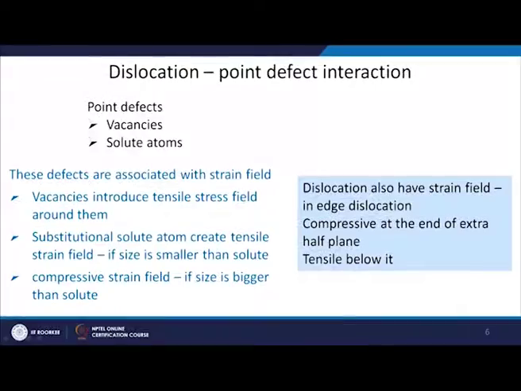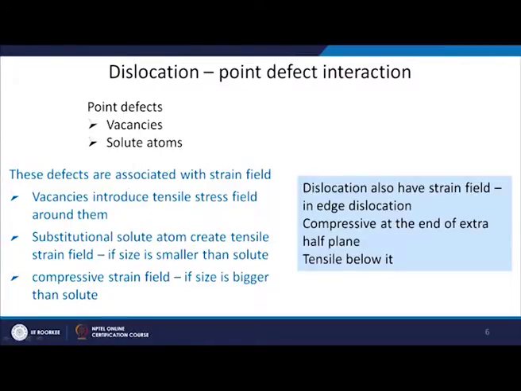Okay. That means, one of the methods by which we have strengthening is called solid solution strengthening. So, it will come under point defect. Okay. So, you have point defects like vacancies or solute atoms. So, how do they provide strengthening?